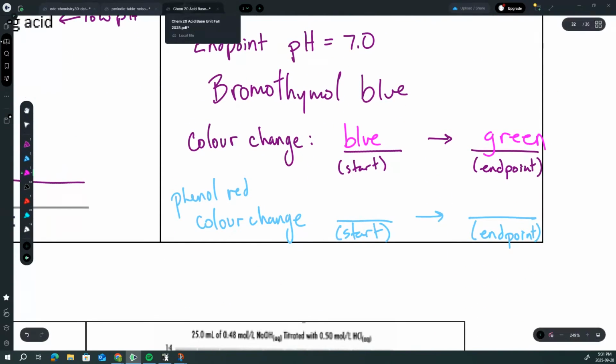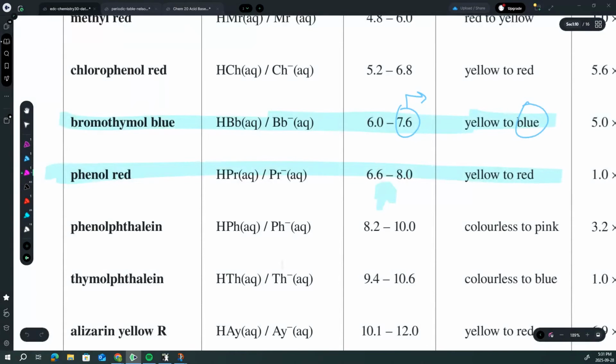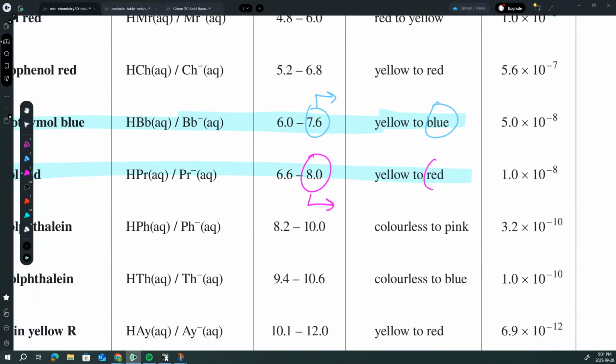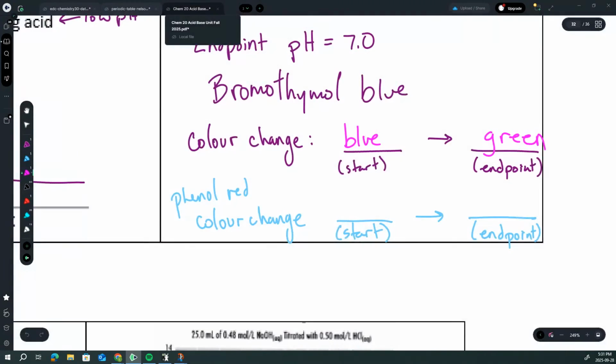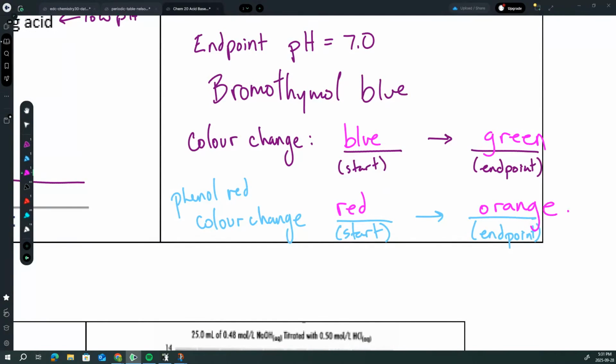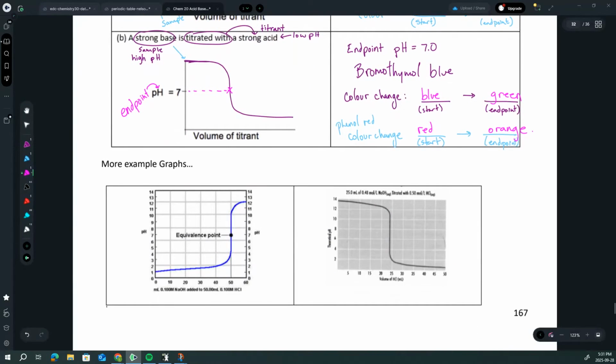Same deal for phenol red. Let's take a look at it. Starting at a high pH, so we'll say 13, but moral of the story is it's above 8. So that means that our indicator will be red. And then since our endpoint is at 7, which is a number within the in-between range, then we're at the in-between color, which is orange. So we're starting off red, we're going orange. And there you have it.